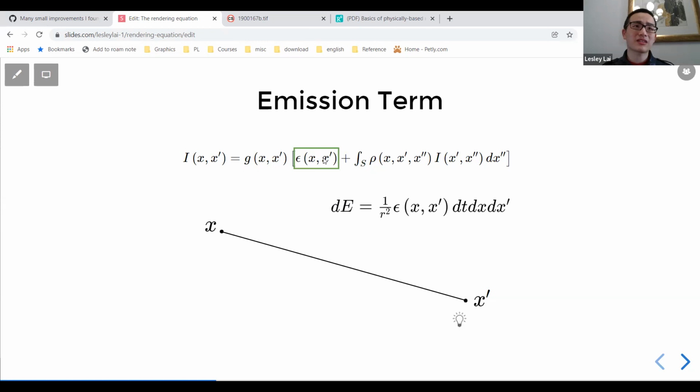So epsilon, you can just think of it as unoccluded lighting contribution from x prime to x, but it is per unit time per surface area at each point. It's a little bit weird because it's not using the standard radiometry terms.